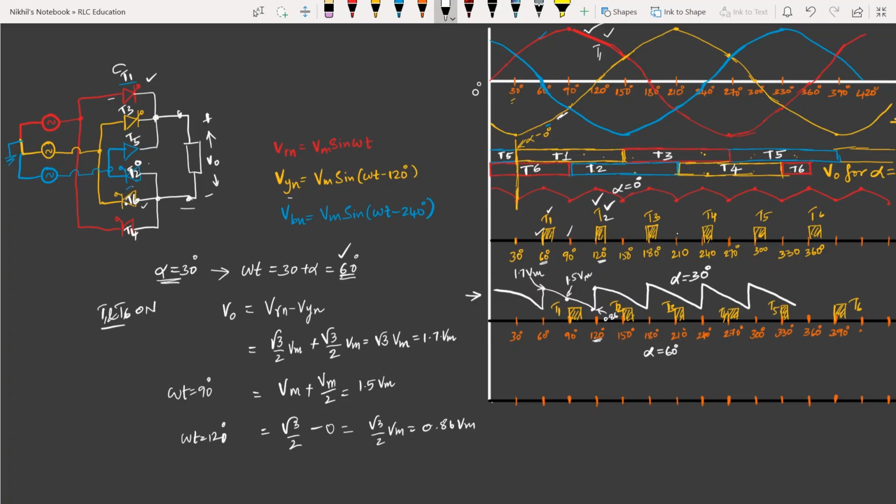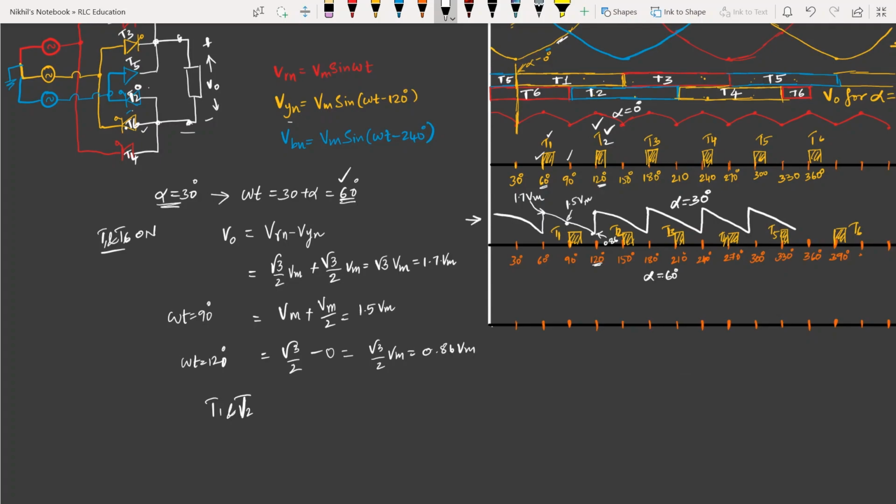So if T1 and T2 are conducting, then the output voltage will be nothing but Vrn minus Vbn now. If you put omega t equal to 120 degrees, then you will have root 3 by 2 Vm minus Vbn. Putting omega t equal to 120 degrees in Vbn, 120 minus 240 will be minus 120, and sin of minus 120 will be minus root 3 by 2. That will come out to be plus root 3 by 2 Vm here. So you will get again root 3 Vm, that is 1.7 times Vm, the maximum voltage. So at 120 degrees, again you will have 1.7 times Vm. That means there is a discontinuity at 120 degrees. One is due to T1 and T6 and the other is due to T1 and T2.